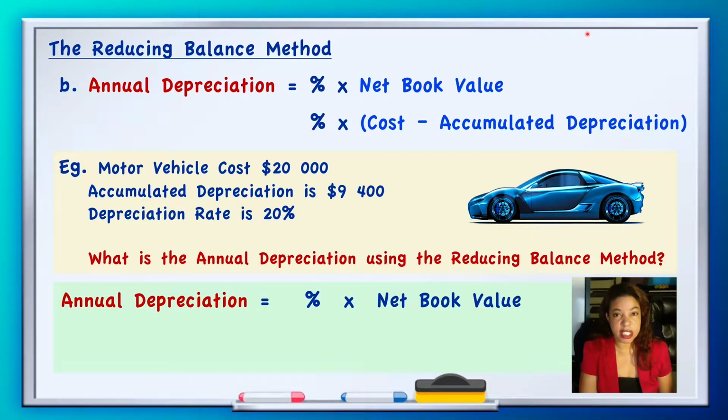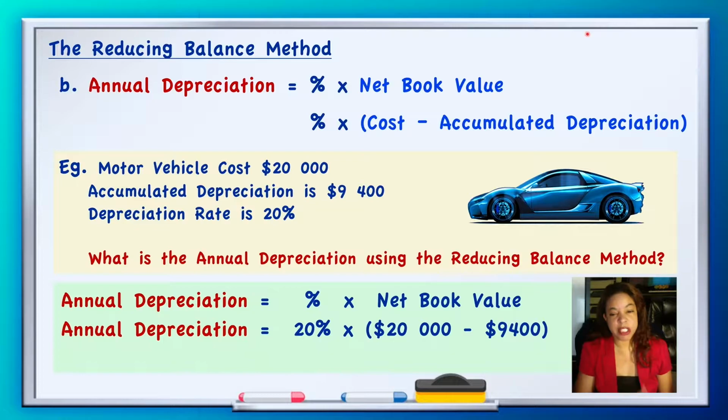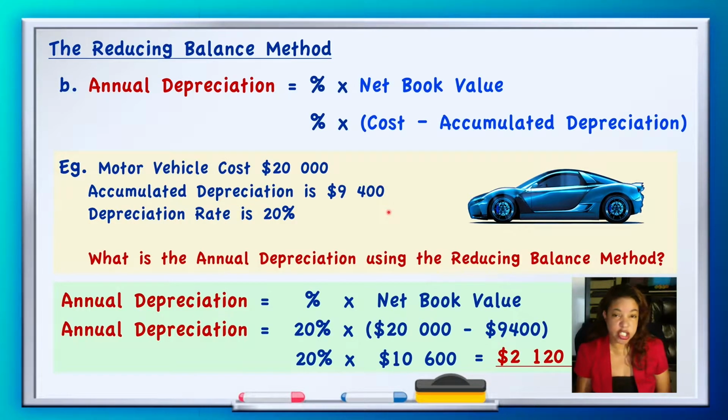So annual depreciation is equal to, as we said before, percentage by net book value. So therefore, it will be 20% multiplied by the net book value, which is $20,000, the cost, minus the accumulated depreciation of $9,400. So that will be 20% multiplied by $10,600, which will give you $2,120 for the year. Remember, we are calculating annual depreciation, the depreciation expense at the end of the particular period. And this is how you would do it using the reducing balance method, percentage by net book value.